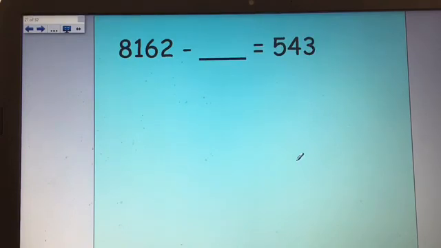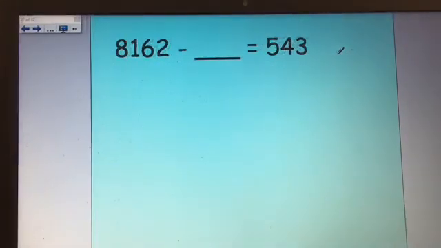8,162 subtract something equals 543. So you're basically finding the difference between these two numbers. So therefore, you can just do 8,162 subtract 543, and you'll get that answer in the middle, which you should work out is 7,619. Just gonna make my 6 look a little bit better.